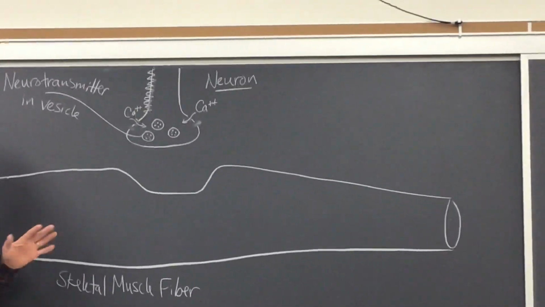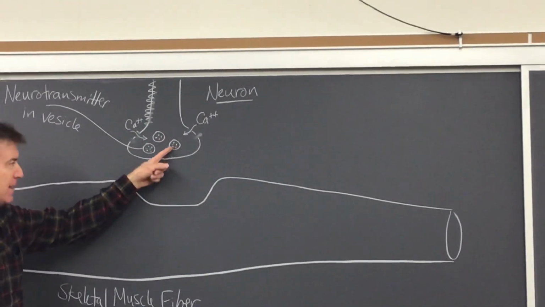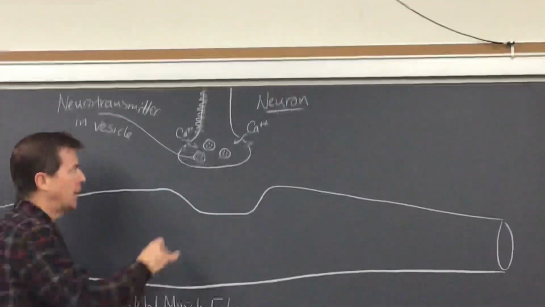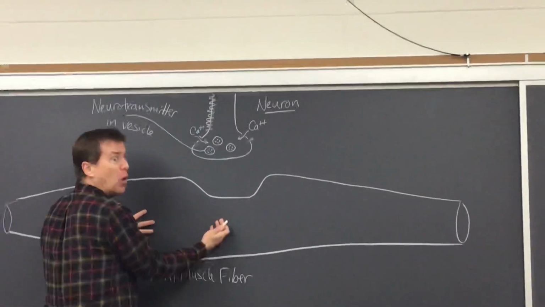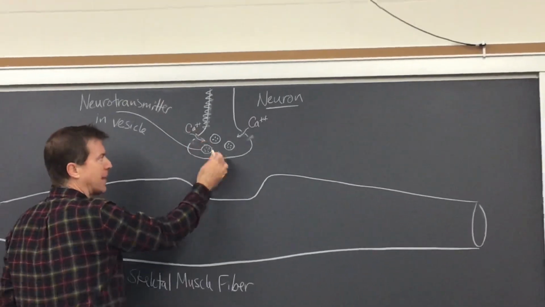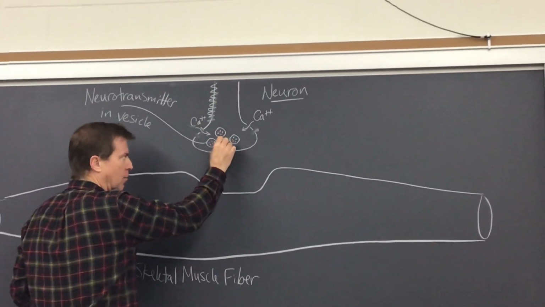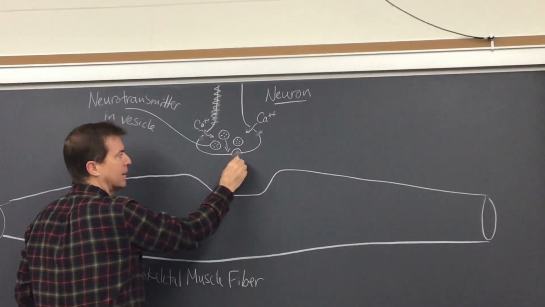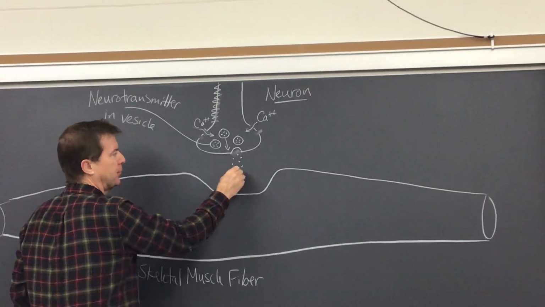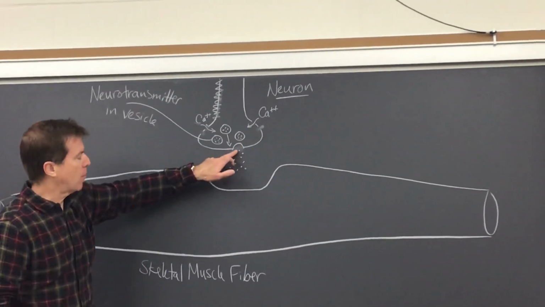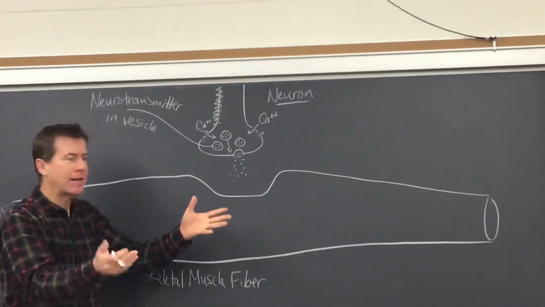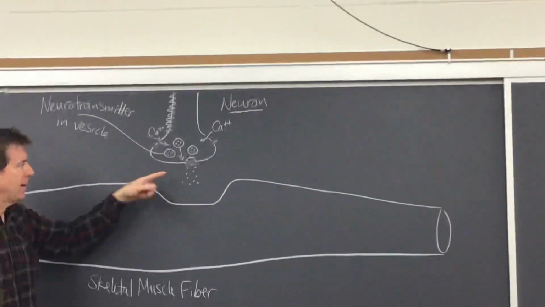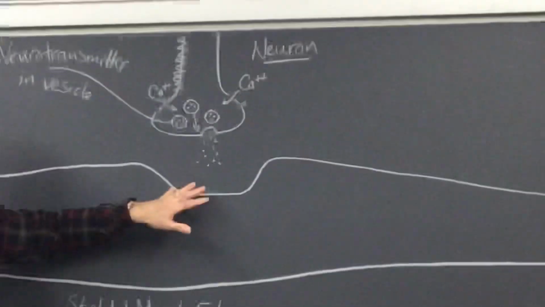Now, how calcium causes this vesicle to migrate to the end of the cell and release its chemical is a whole other lecture. What we are interested in now is mostly what happens down here. So calcium enters, it causes these vesicles to migrate to the edge, fuse with the membrane, and release the neurotransmitter, or chemical. So this picture that I've drawn right here represents neurotransmitter being released from the motor neuron and diffusing across this synaptic cleft.